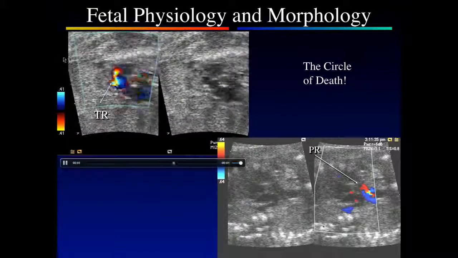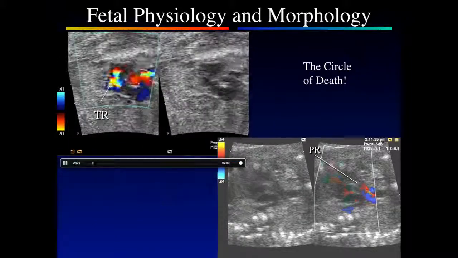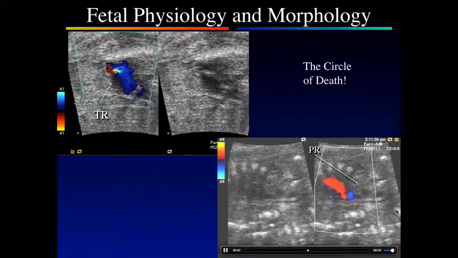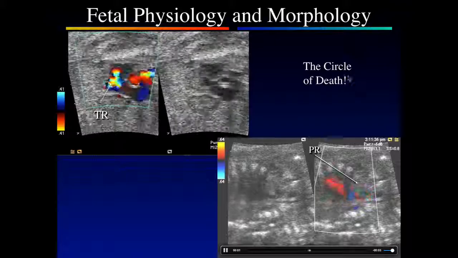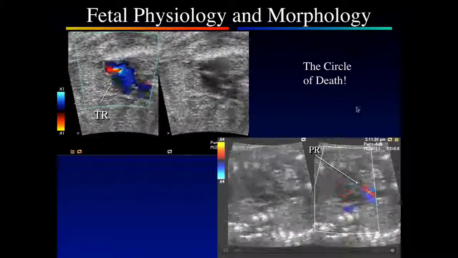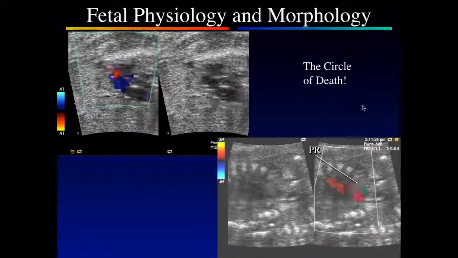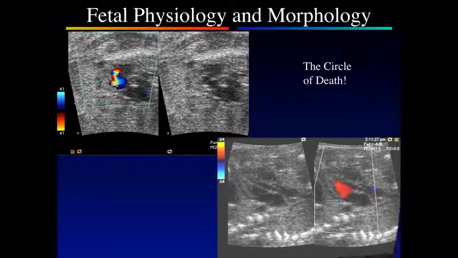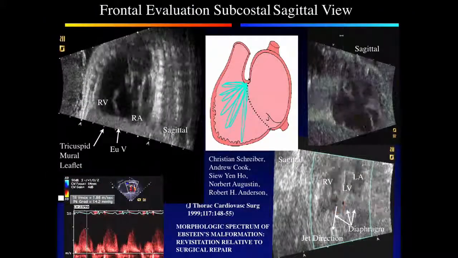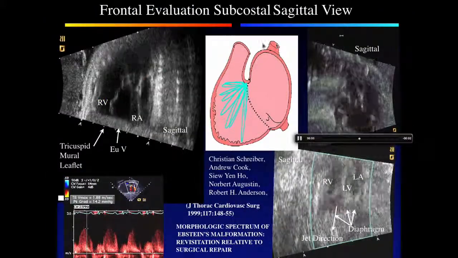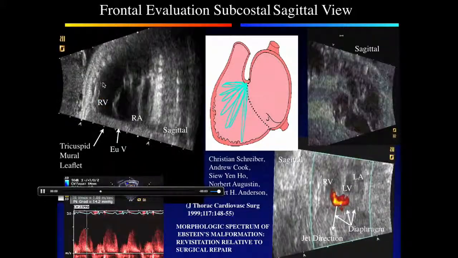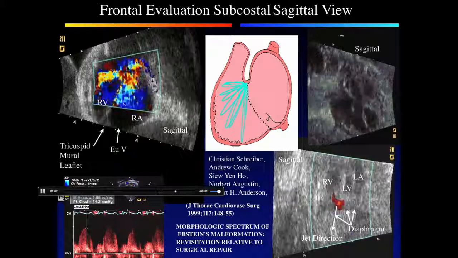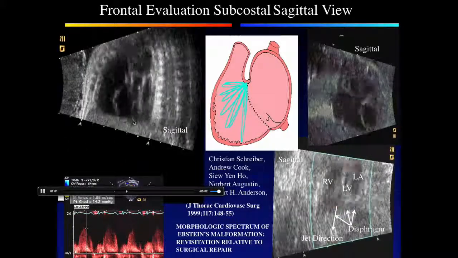So here's the tricuspid regurgitation, and here's the pulmonary regurgitation here, this little red flame. So this is what my medical students called for me the circle of death. So just let's look once again at that circle of death. Here's the pulmonary valve with insufficiency, and the tricuspid valve with insufficiency going the wrong way.